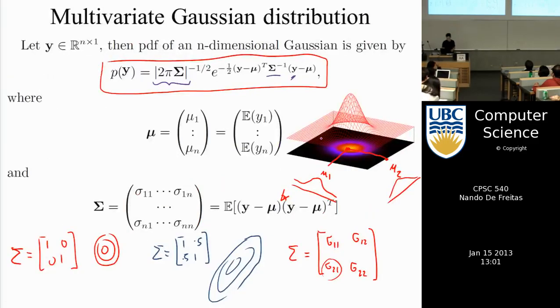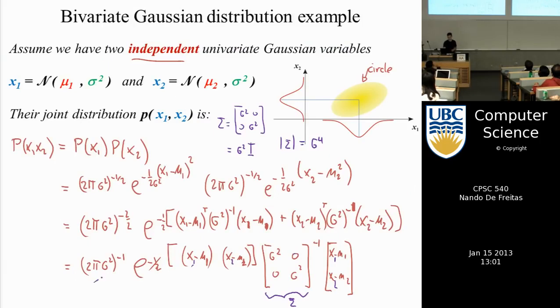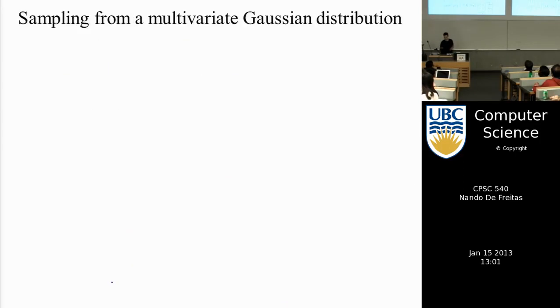I will leave it to you, and this is a good exercise, to show that this expression here is identical to this expression here. All right. Now, how do we sample from this distribution?